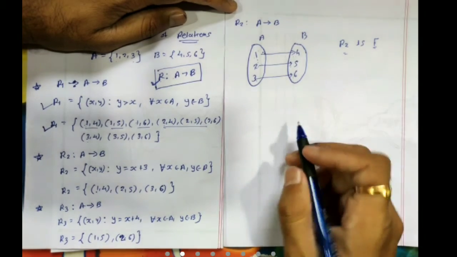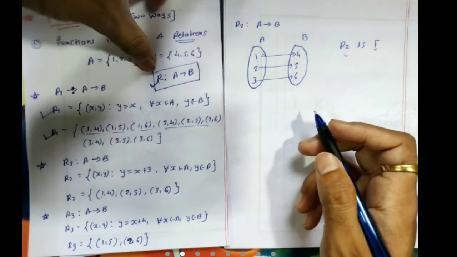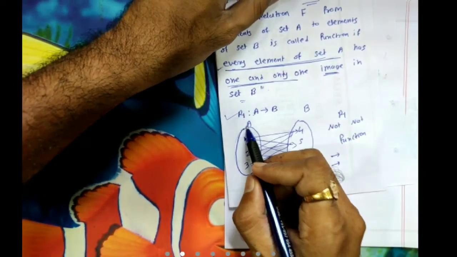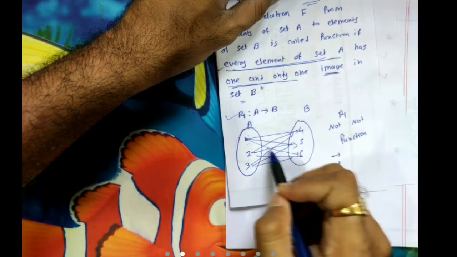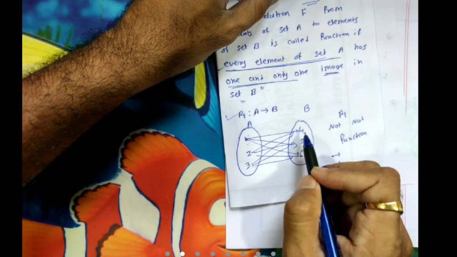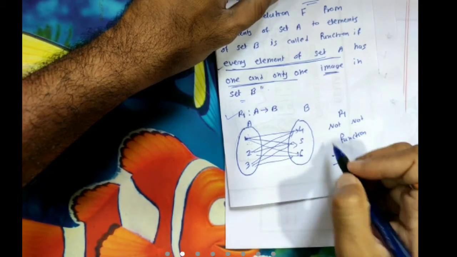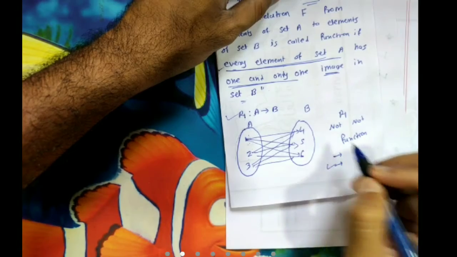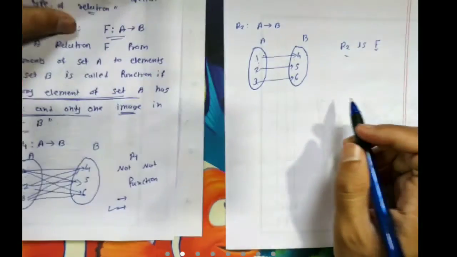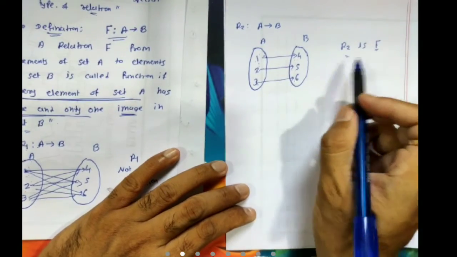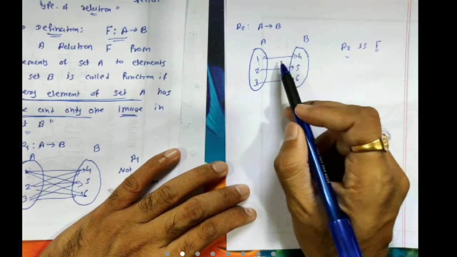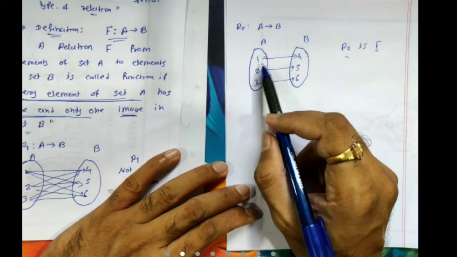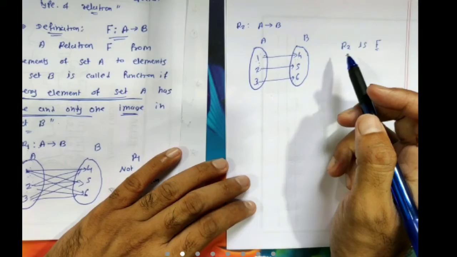है ना? रिलेशन R1 में क्या प्रॉब्लम आ रहा था? रिलेशन R1 में सेट ए के हर एक एलिमेंट को इमेज तो थी, लेकिन वो इमेज यूनिक नहीं थी, एक एक एलिमेंट को तीन तीन इमेज मिल रही थी, है ना? सेकंड कंडीशन फुलफिल नहीं हो रही थी, and that's why R1 is not a function. But here both conditions are fulfilled. All the elements of set A have one and only one image in set B. So this relation is now said to be a function.